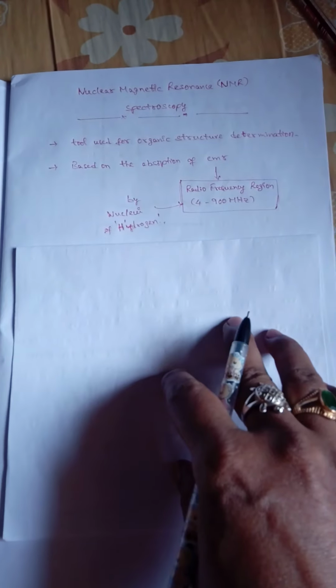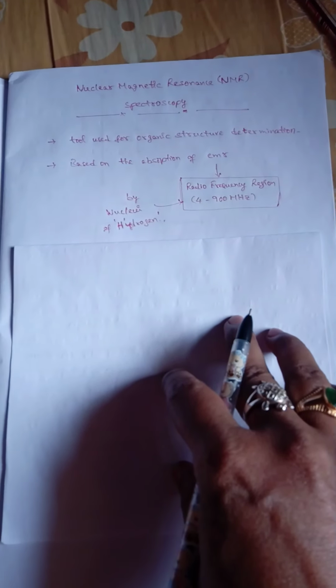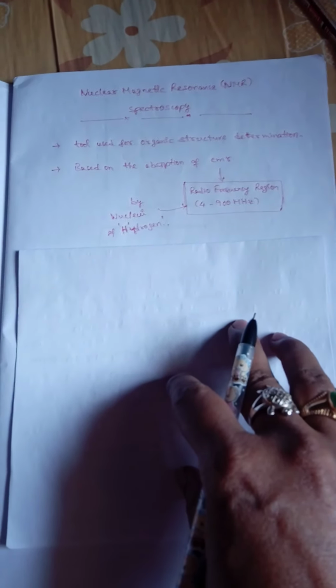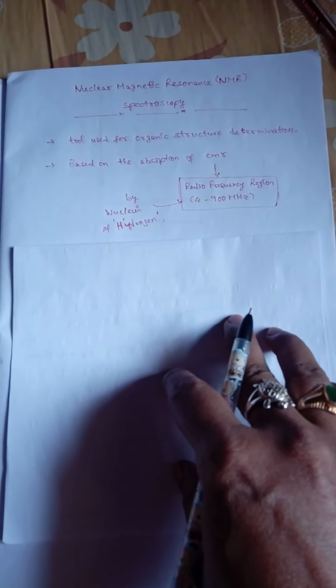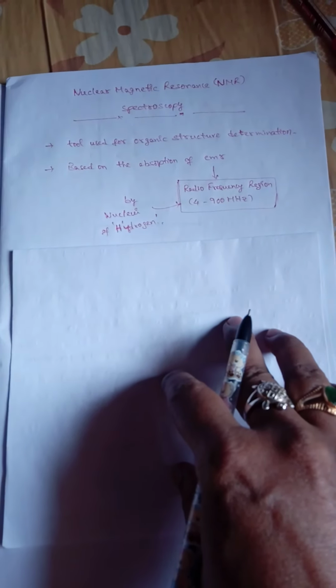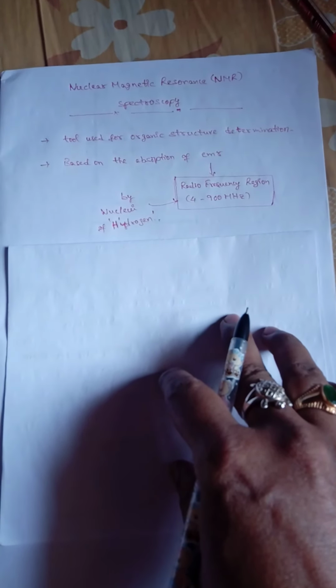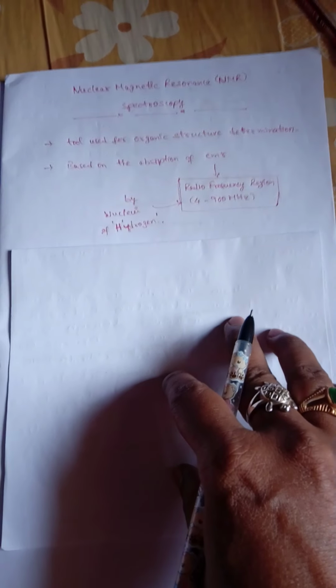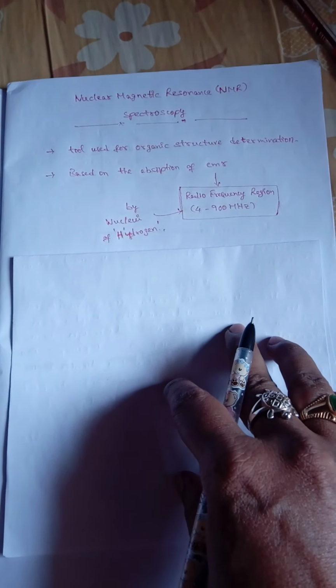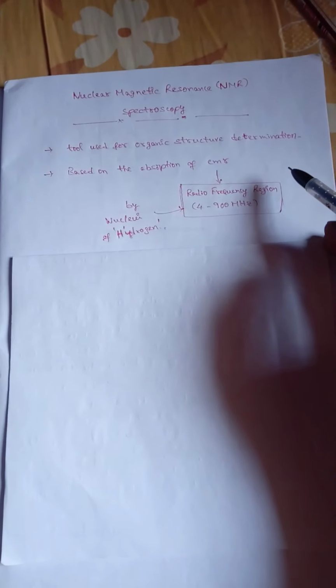UV spectroscopy and IR spectroscopy are not direct methods of analysis. These spectroscopies, that is UV and IR, just give an idea of the functional groups present in the organic molecule. But NMR, that is nuclear magnetic resonance spectroscopy, is a direct method of analysis. It is a powerful tool used for organic structure determination.